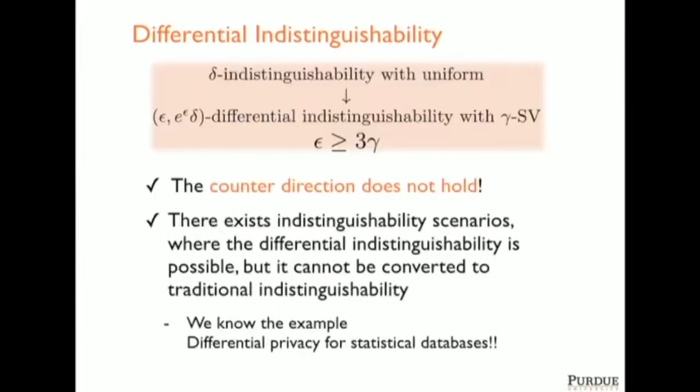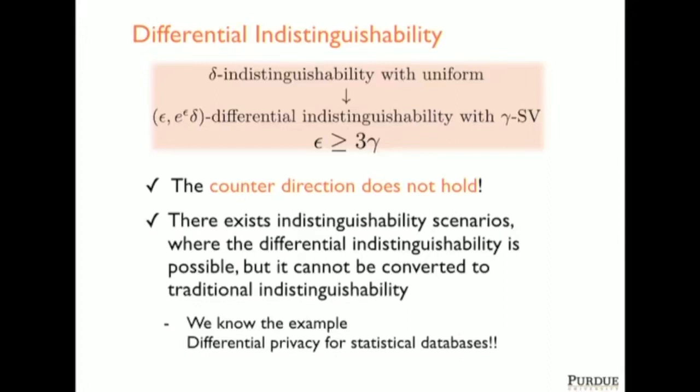In principle, what we obtain is that if we have delta indistinguishability with the uniform source, then we obtain (e^epsilon, delta') differential indistinguishability for a particular Santha-Vazirani source. And not only that, we can also provide a relationship between the parameter of the Santha-Vazirani source and epsilon, and they are related to each other by a constant factor.